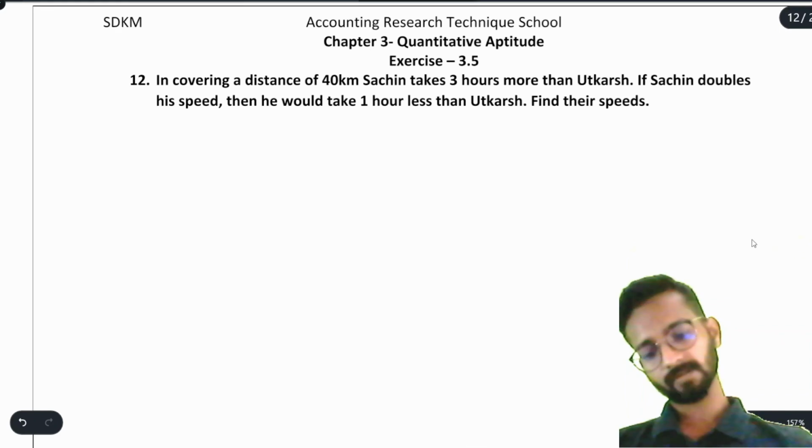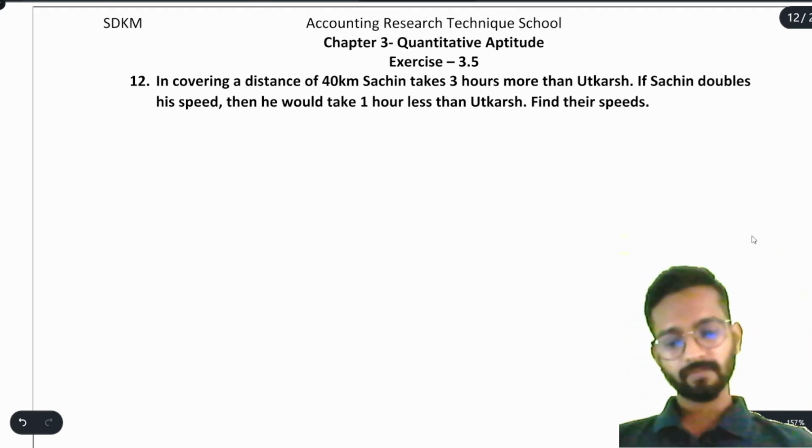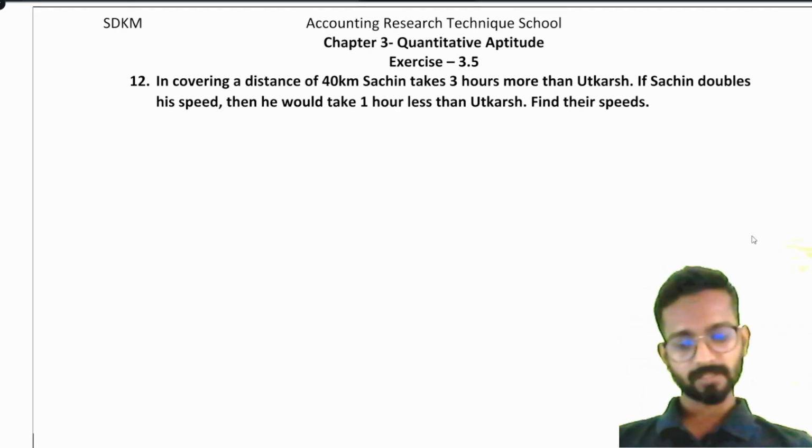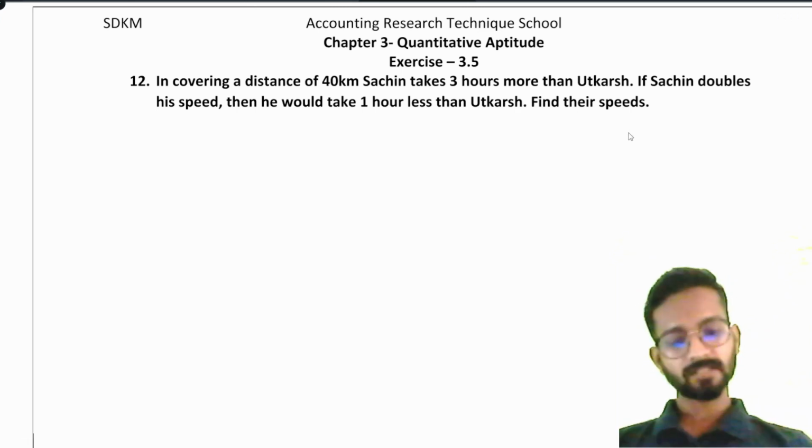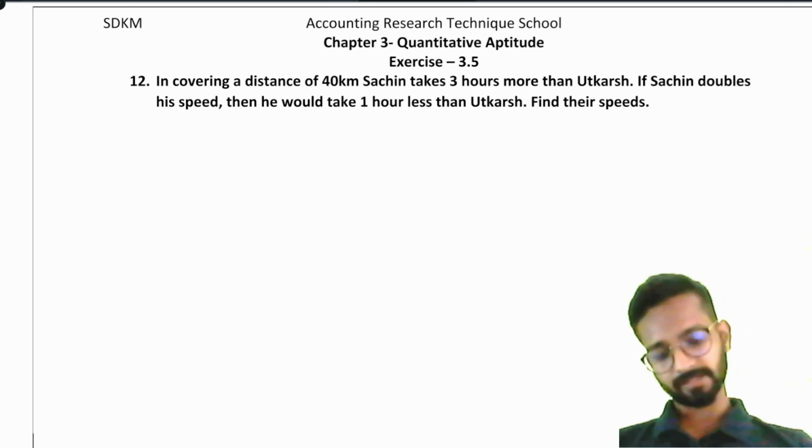See, what is it saying? In covering a distance of 40 kilometers, Sachin takes 3 hours more than Utkarsh. Okay. If Sachin doubles his speed, then he would take 1 hour less than Utkarsh. Find their speed. Let's see.